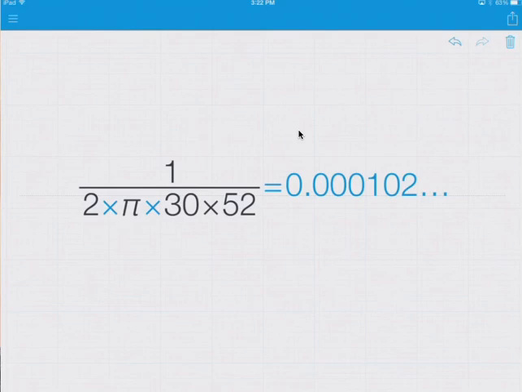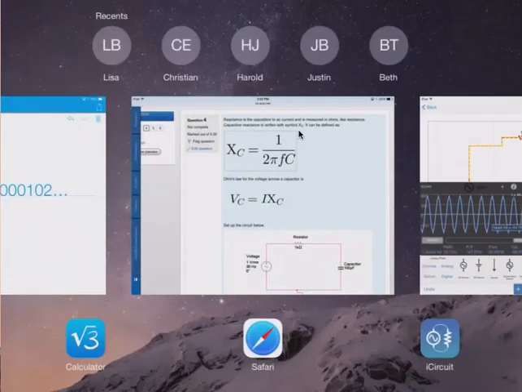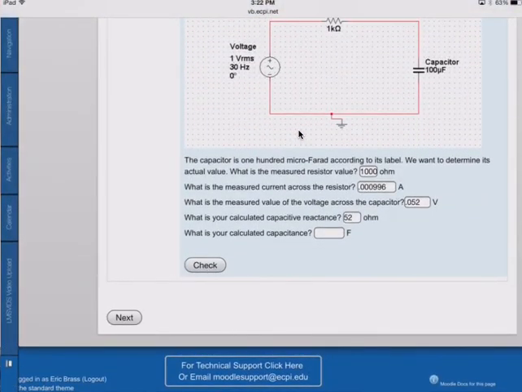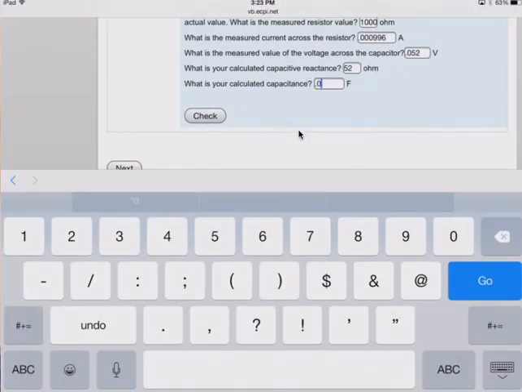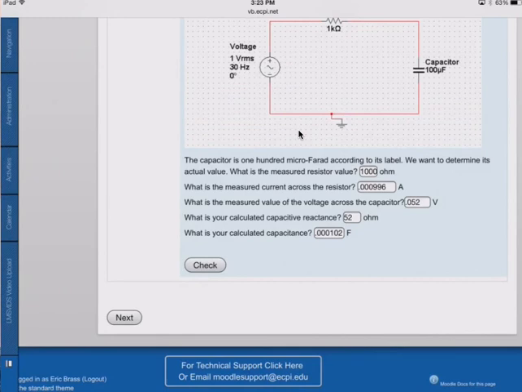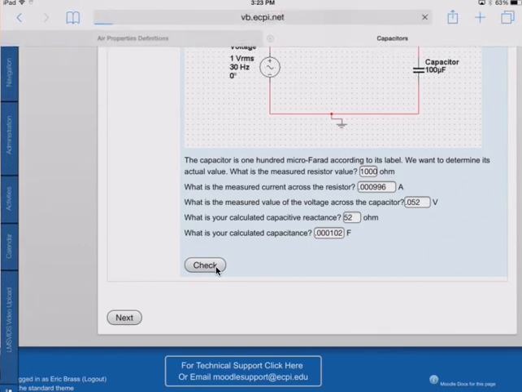0.000102. So what that is, that's 100 microfarads. So we move our decimal place over 6 places. That's going to put it in the microfarad arena. So now we just put in 0.000102. Now, our capacitor was already 100 microfarads, so we kind of knew that going in. But the idea is if you don't know the capacitance of a capacitor, or if you know what it is, but you know that there's some tolerance associated with it, you want to know exactly what it is, all right? And that's pretty much it for this video.